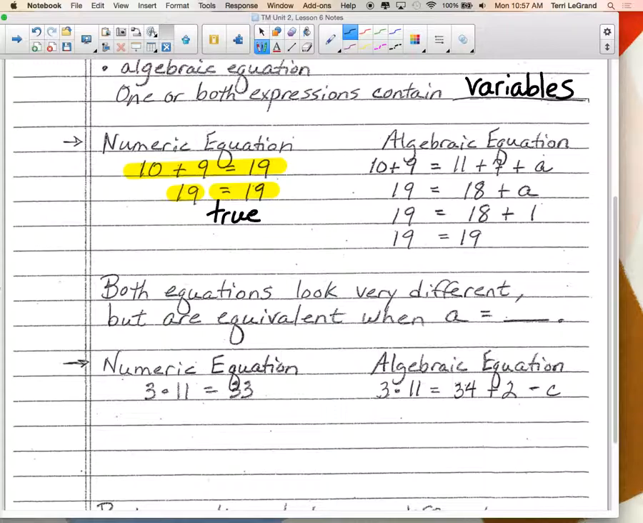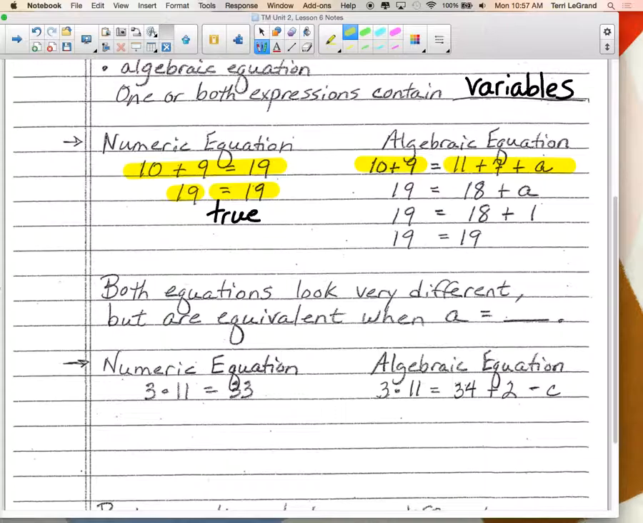Well, now if we make it into an algebraic equation, notice that the expression we start with on the left side is 10 plus 9. And on the other side, we have 11 plus 7 plus A. So since the expression on the right side has a variable in it, we can no longer call this a numeric equation, we have to call it an algebraic equation. Because what letter got introduced into it? A. A is standing in for a missing number, kind of like we were just doing, finding those missing numbers, but we didn't have a letter standing in for them.